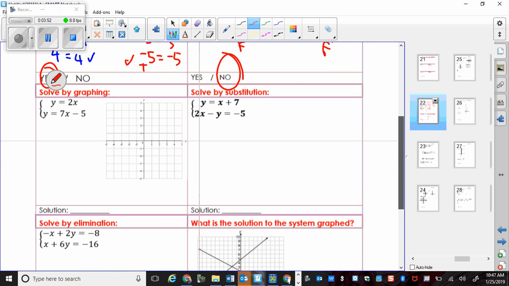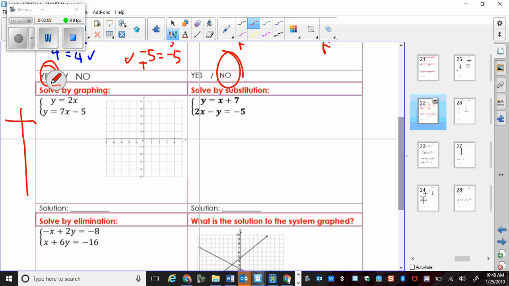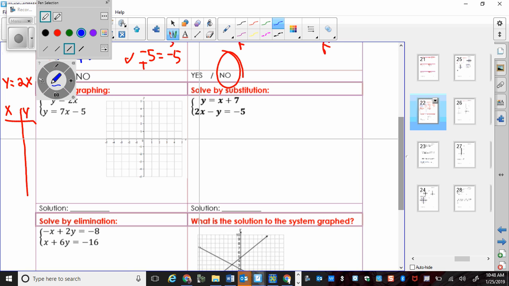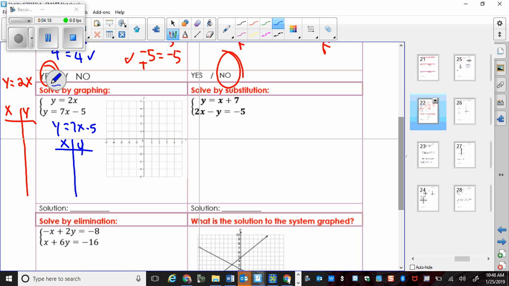Okay? Now, the second step is graphing equations. If you don't remember, I told you before, we want to create a table of values for y equals 2x, and then I'm going to graph those points, and then I want to create a table of values for y equals 7x minus 5, and then graph those points. So what we'll need here is our graphing calculator. I'm going to pull it up.